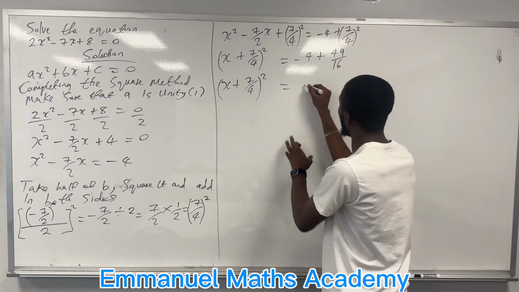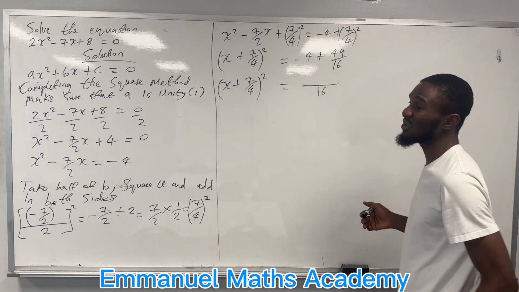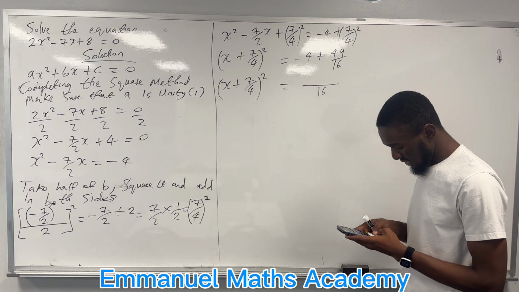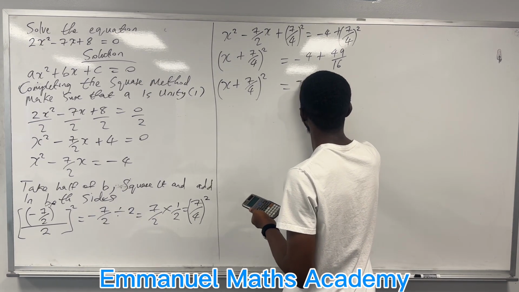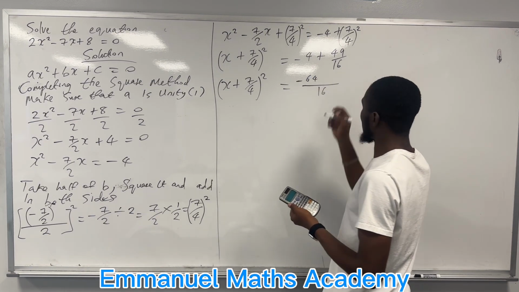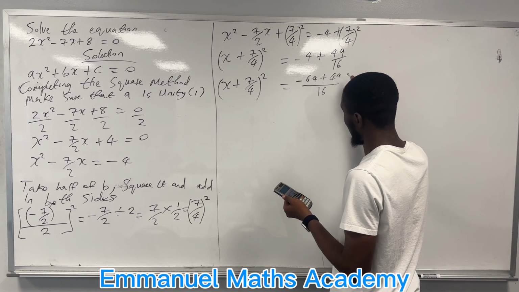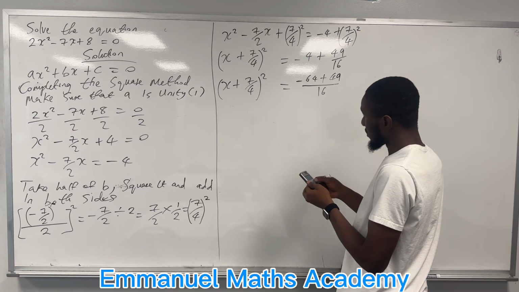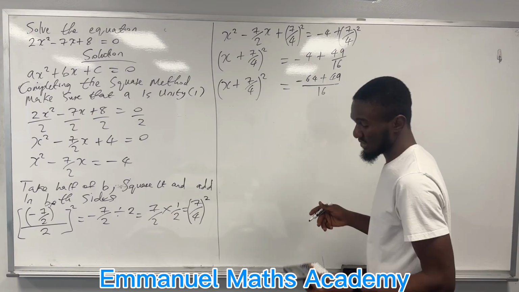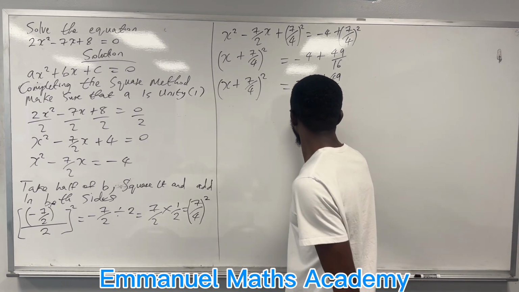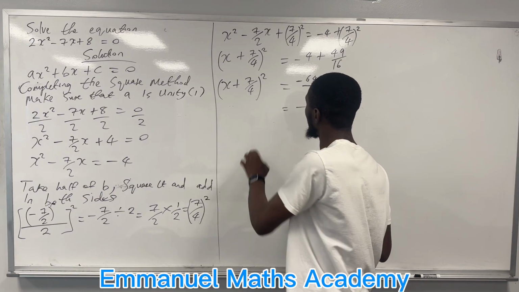If we simplify this further, you have 16. The LCM of 1 and 16 will give you 16. 16 divided by 1 will give you 16. 16 times 4 will give you what? Let's use our calculator. 64, right? So you have minus 64. 16 divided by 16 will give you 1. 1 times 49 will give you 49. So minus 64 plus 49 will give you minus 15. Yes? So it will give you minus 15 over 16.